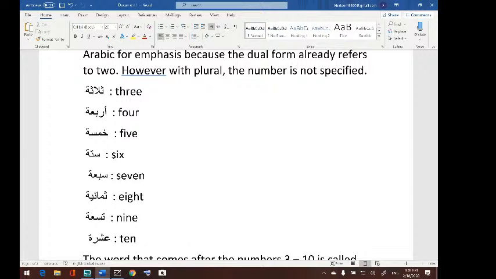Thalathatun, arba'atun, khamsatun, sittatun, sab'atun, thamaniyatun. Wahidun is different. Imagine wahid is its own league. Different rules, different everything. 3 to 10 is in its own league. 1 and 2 have their own rules. Thamaniyatun, tis'atun, and asharatun. There's not much I can do with the numbers to help you. You're going to have to memorize them yourself. So the numbers: wahidun, 1, ithnani, 2, thalathatun, 3, arba'atun, 4, khamsatun, 5, sittatun, 6, sab'atun, 7, thamaniyatun, 8, tis'atun, 9, and asharatun, 10.